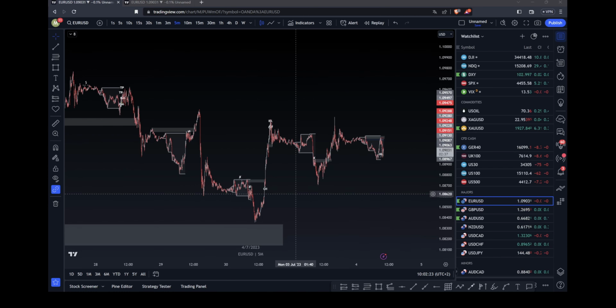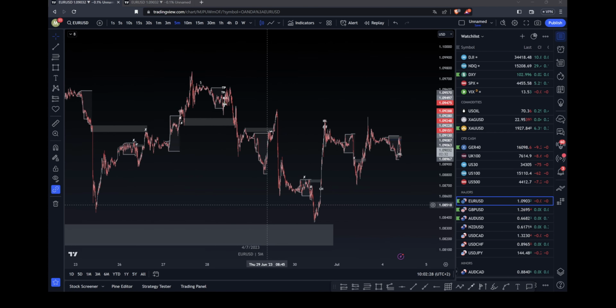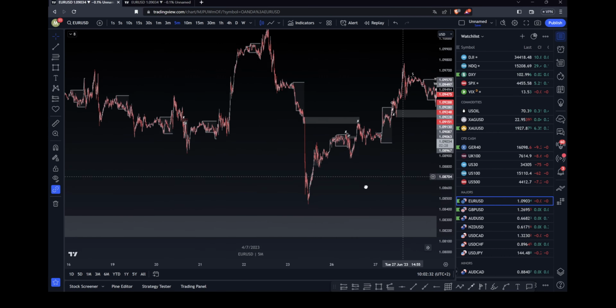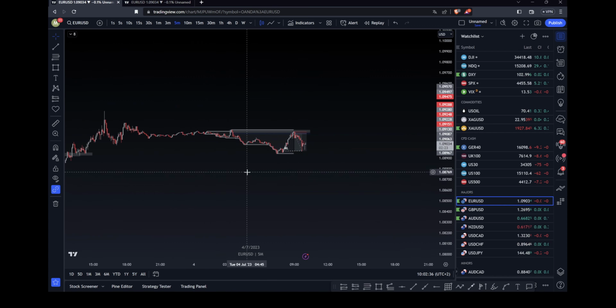Alright guys, quick breakdown on the trade we just took. Looking at the high time frame, 5 minute, 15 minute, we're a bit downtrending over here, but if we go back we are a bit rangy. But for now it's downtrending, so we're looking for shorts.